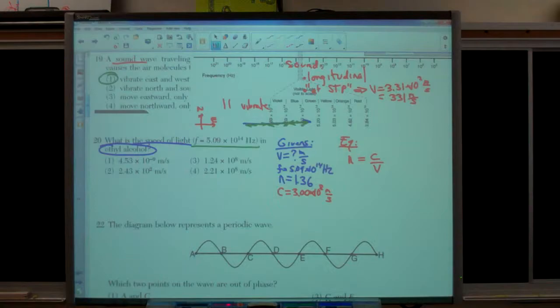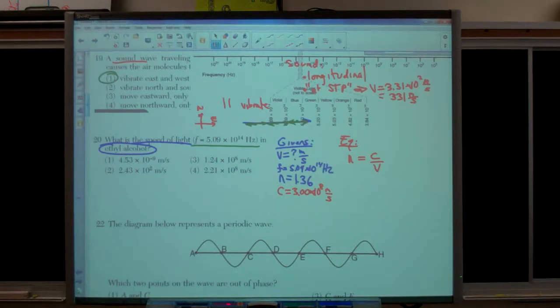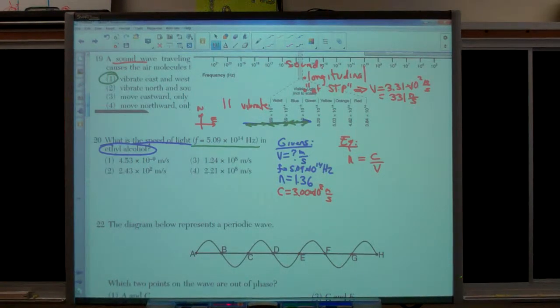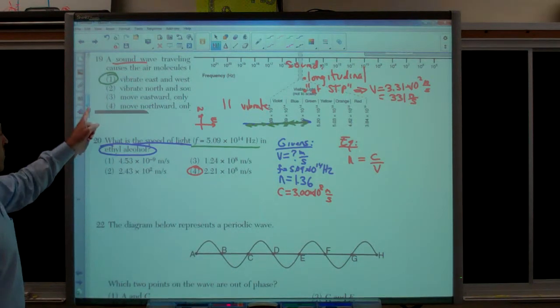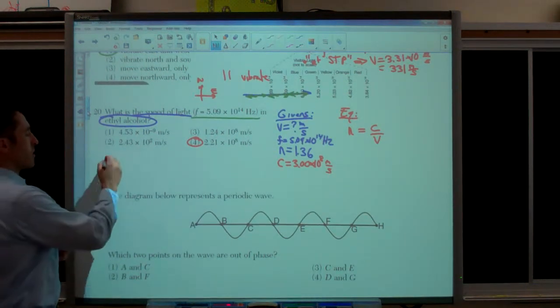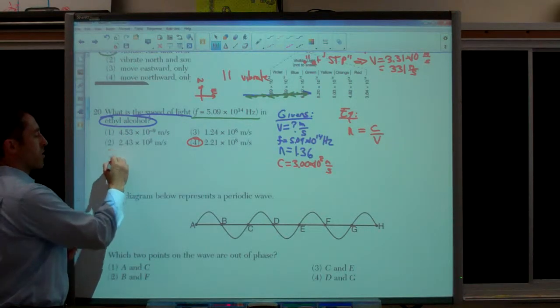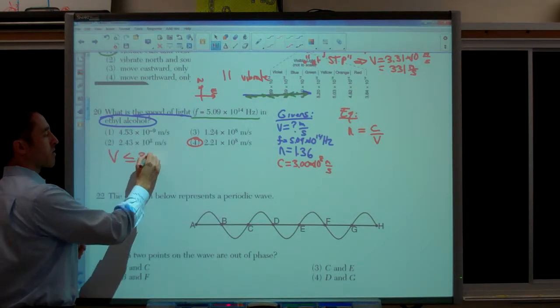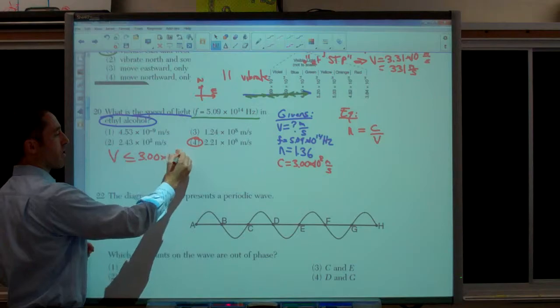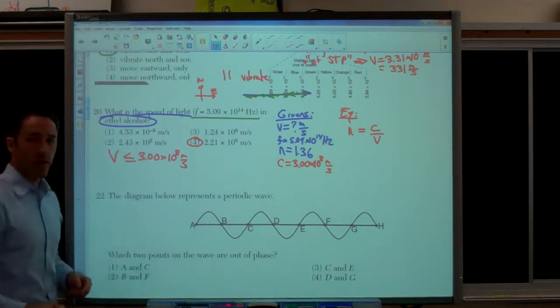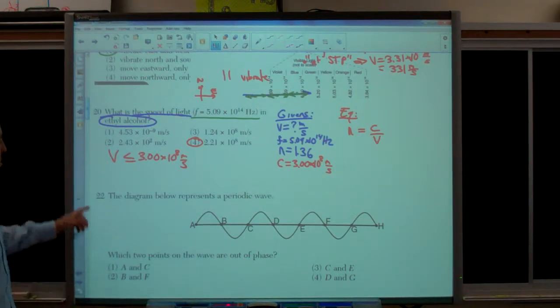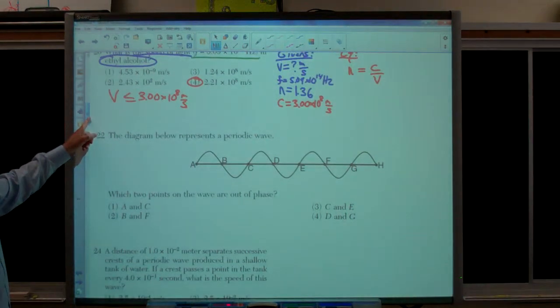And by the way, this is a good time to pause and solve. Your answer should come out to this one. Okay. By the way, speed limit of the universe, all speeds have to be less than or equal to this 3 times 10 to the 8. So there are no choices here, but if you ever get a choice where the speed is greater than that, you made a mistake. Don't use it. Switch your math. All right, question 22.